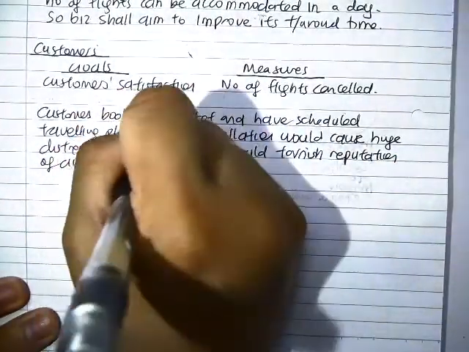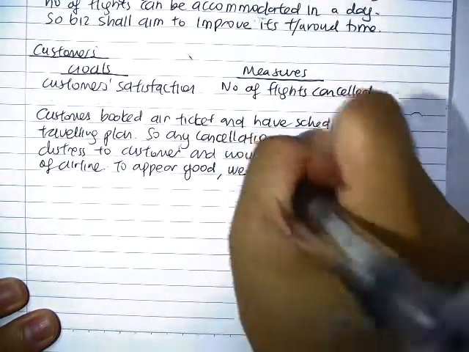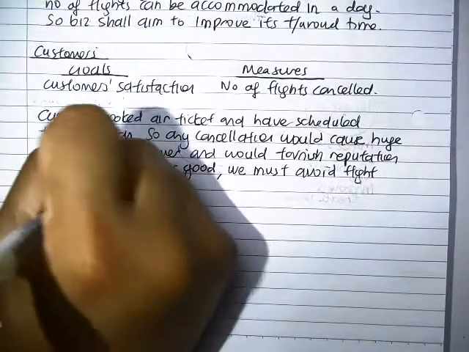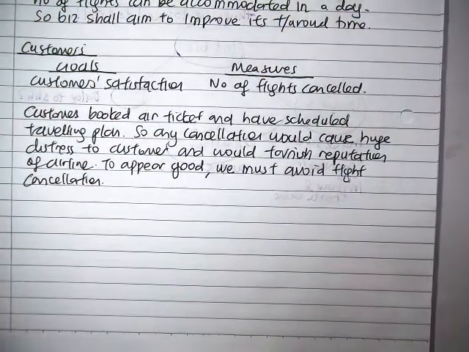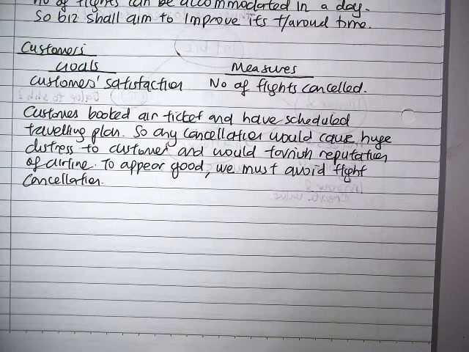That's why, to appear good, we must avoid flight cancellation. That's why unless I have a choice, I don't like to fly China Southern Airlines or China Eastern Airlines. They have many problems. Because every time when you book the flight, 1 week, 2 weeks before the departure, they will email me and say, sorry, we changed your flight time, change your flight date. They have all these stupid reasons.